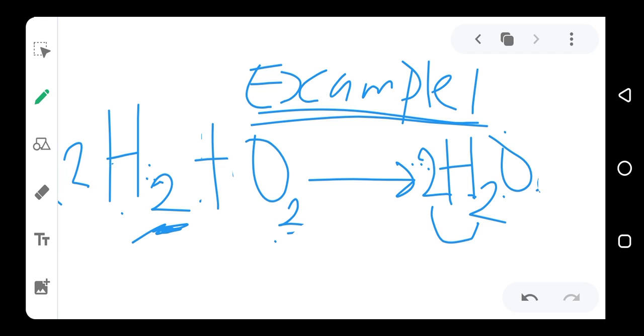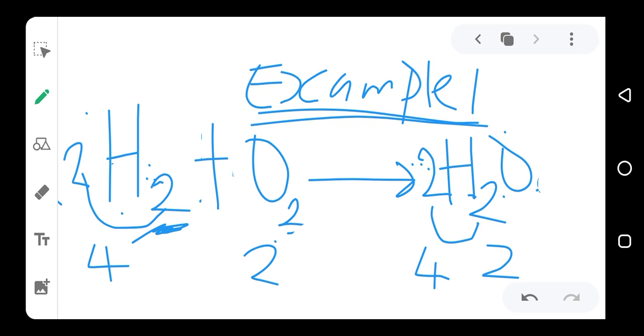If you put 2 at the back of this one, it will now become 2 times 2 also, which is now 4. And this one is now 4, 2. So everything is now balanced. So we have 4 hydrogen here. We have 2 oxygen, and we have 4 hydrogen and 2 oxygen. So the equation is now balanced.